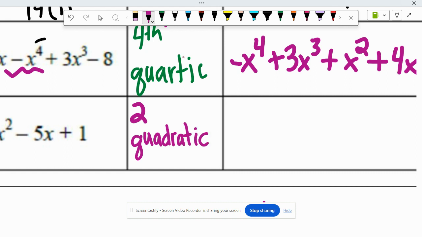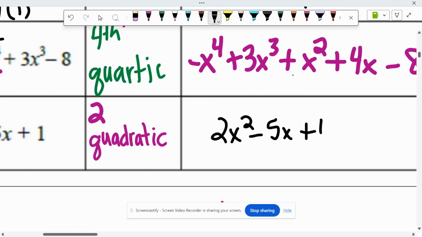Quadratic. Okay. When we put this in standard form, it looks to me like it's already in standard form. What do you guys think? Yeah, it is. So standard form is just 2x squared minus 5x plus 1.